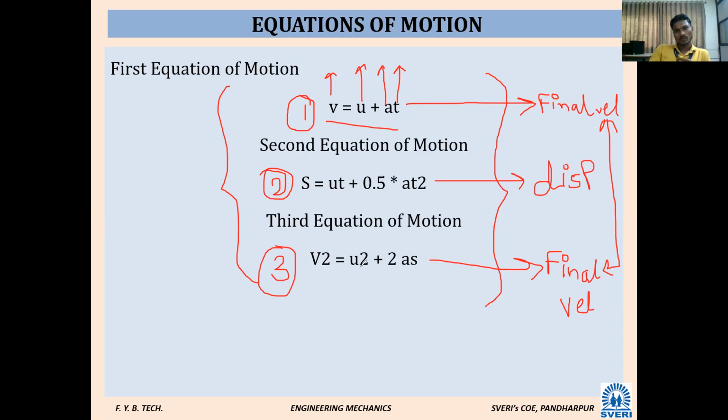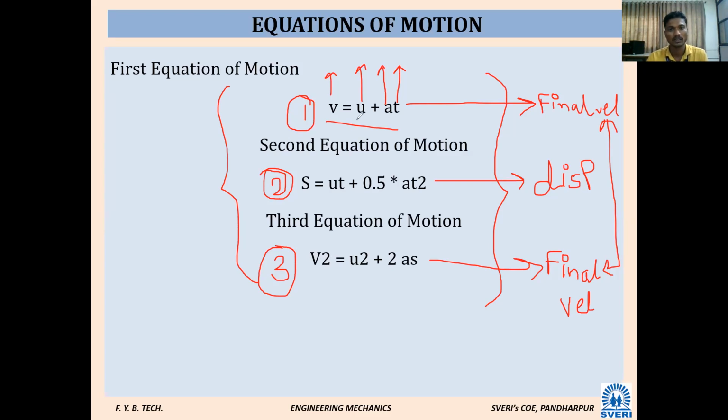What is your opinion? In first equation, time is given, and in third equation, displacement is given. Okay. So actually, what is the difference between first and third?